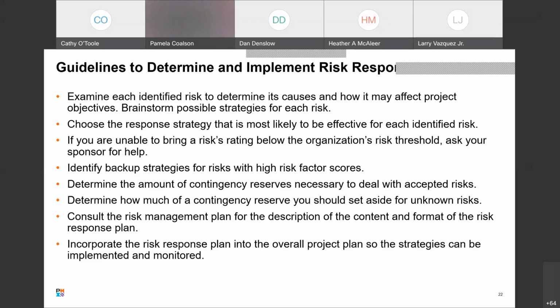Another guideline, determine the amount of contingency reserves necessary to deal with accepted risks, and also determine how much of a contingency reserve you should set aside for unknown risks. You can consult the risk management plan for the description of the content and format of the risk response plan. And you should incorporate the risk response plan into your overall project plan so the strategies can be implemented and monitored. And that's good advice too.